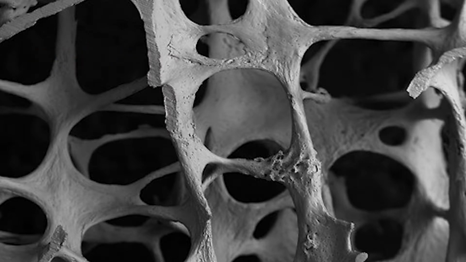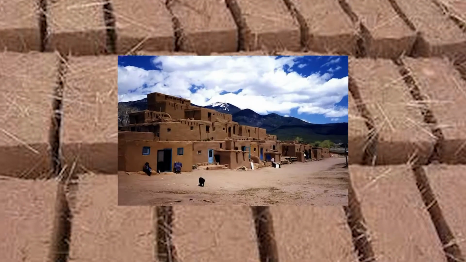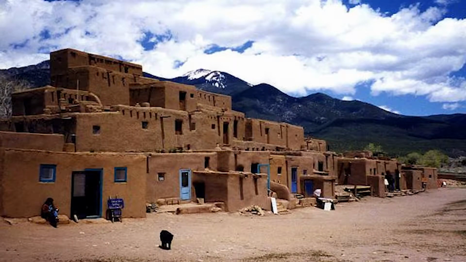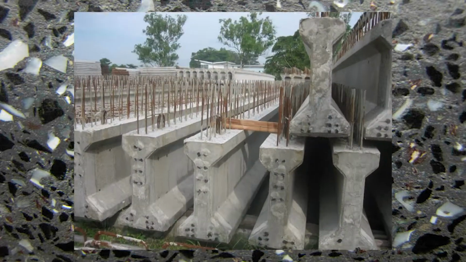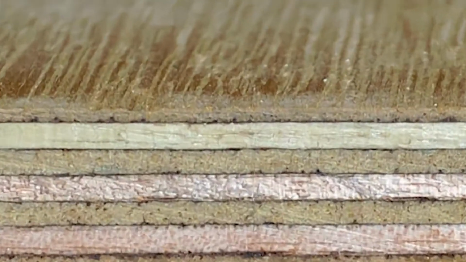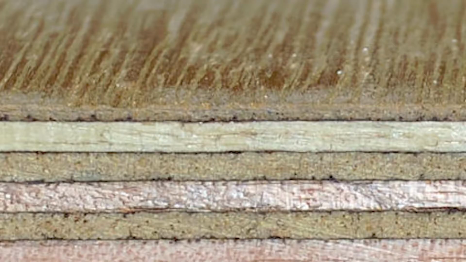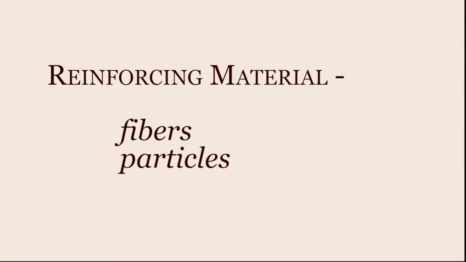Bone is a combination of a soft form of protein known as collagen and a strong but brittle mineral called apatite. The earliest man-made composite materials were straw and mud combined to form bricks for building construction. Some other examples are concrete, which is a composite of cement, sand, and gravel, steel-reinforced concrete, steel-belted tires, and plywood with alternating directions of fibers. The reinforcing material of composites may be in the form of fibers, particles, or sheet laminates.